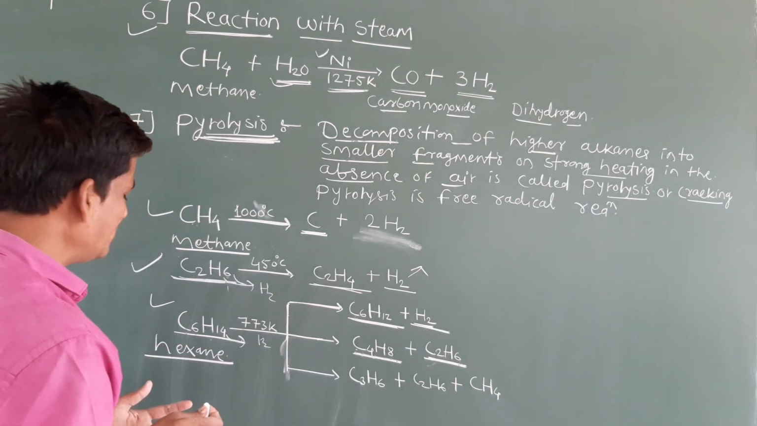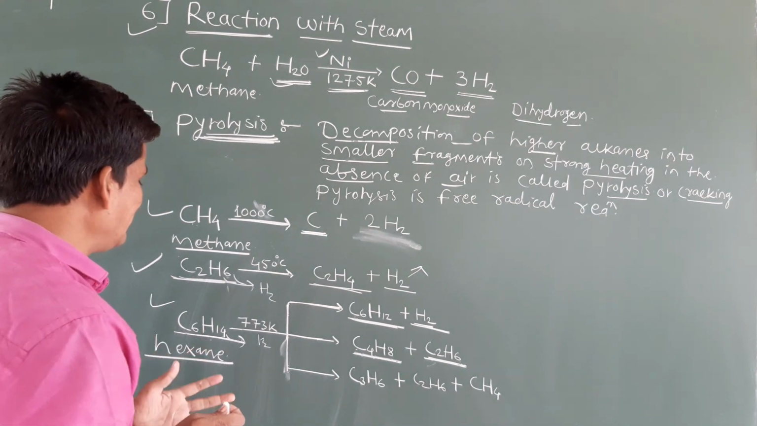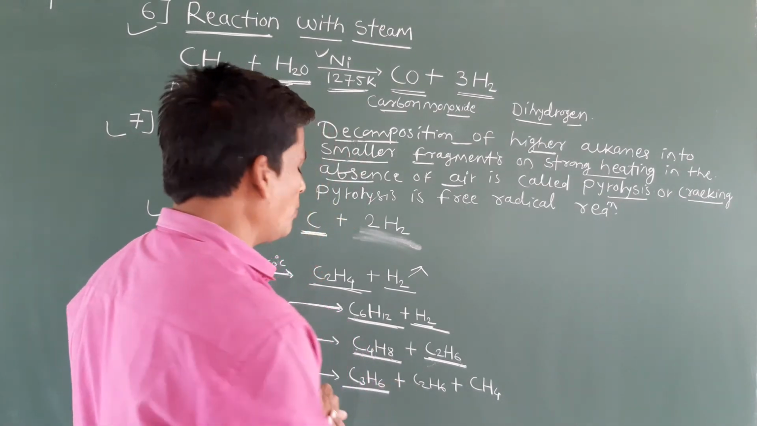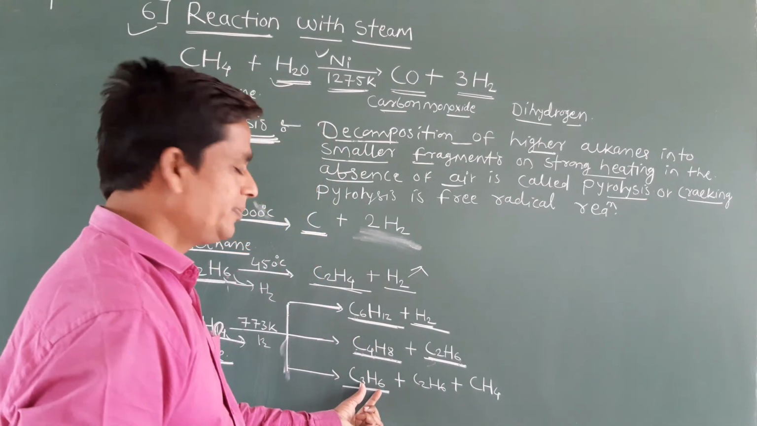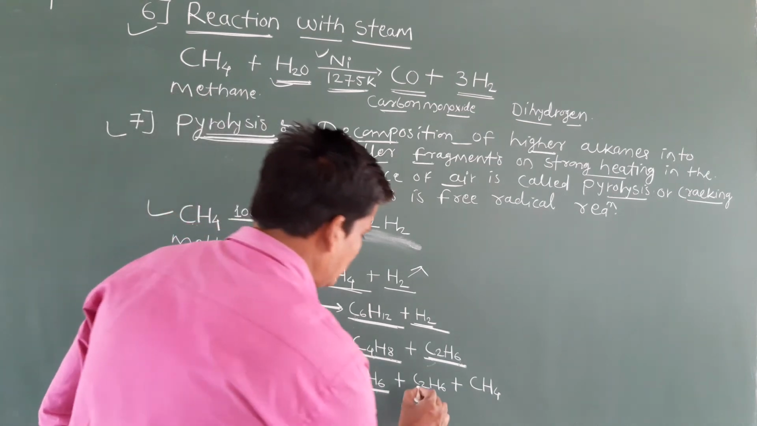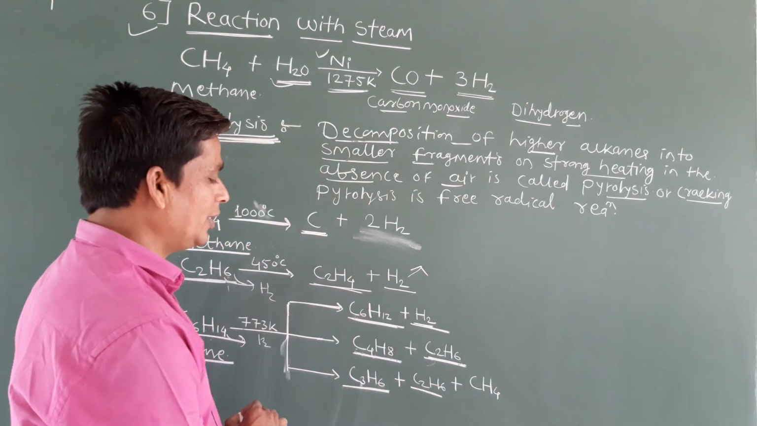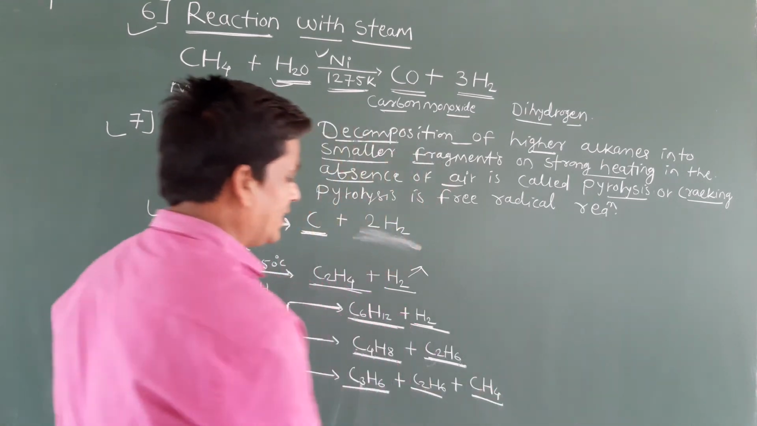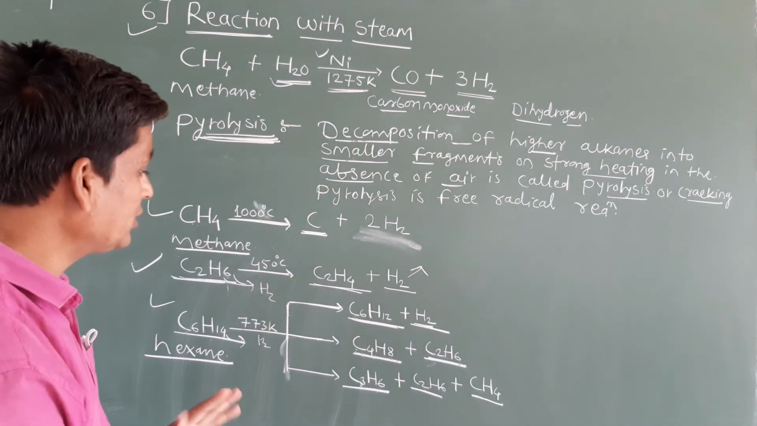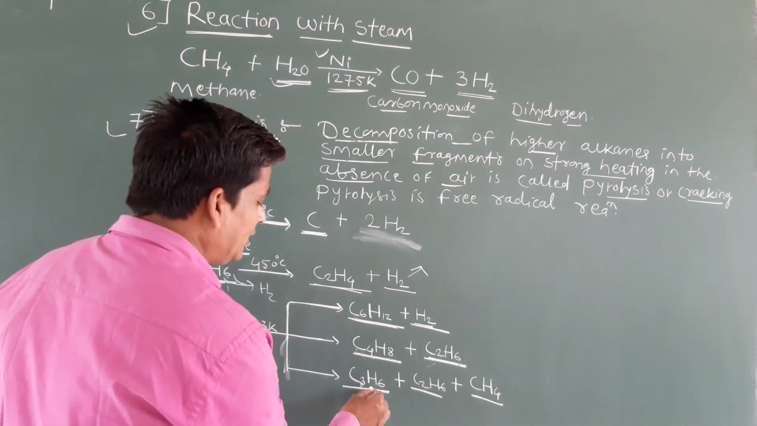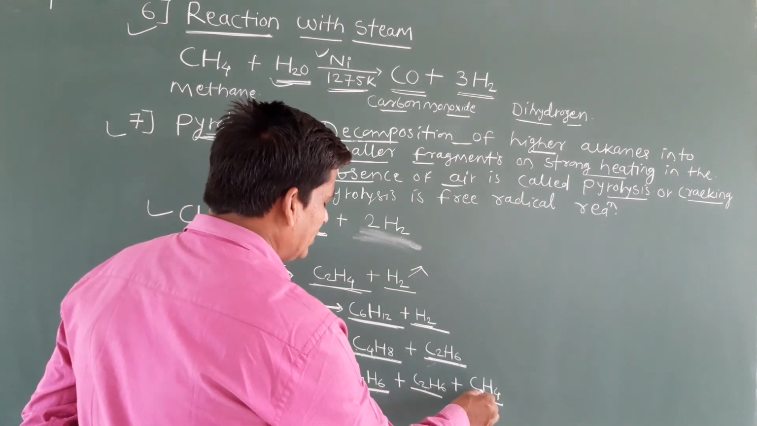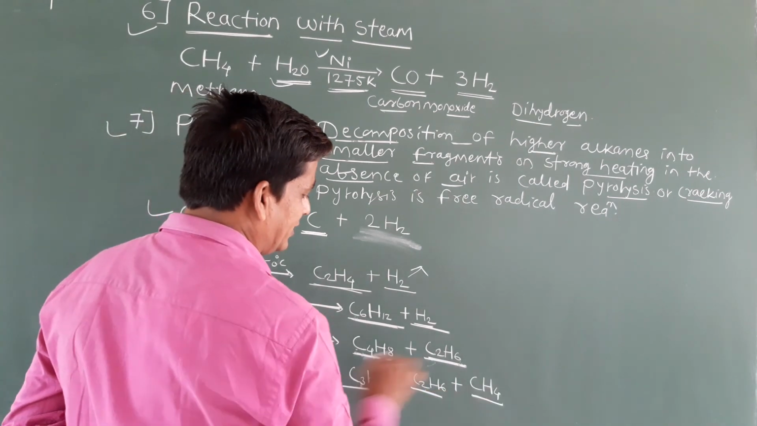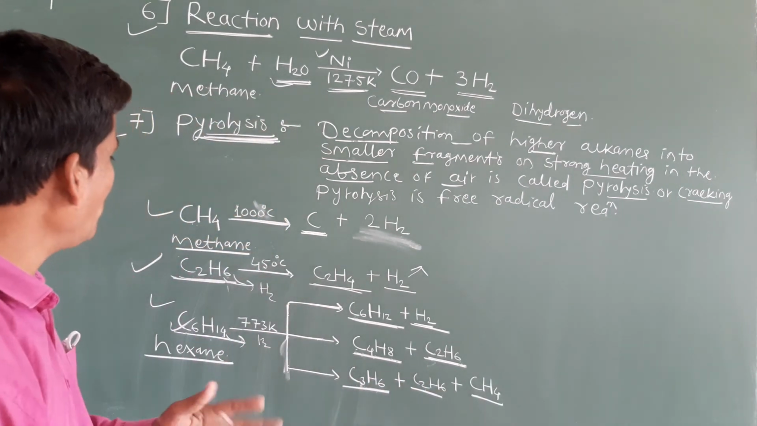Another possibility, students. When we heat this hexane at the same temperature, we get propene, C3H6, then ethane, and methane gas. So there are 3 possibilities here. C3H6, C2, and C1 are how many carbons in total? 6 carbons. Hydrogen is also the same, just check it. Okay students, so this is pyrolysis.